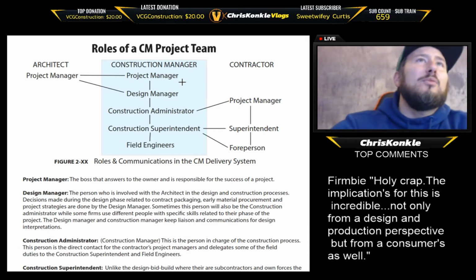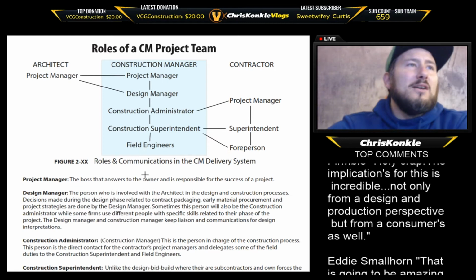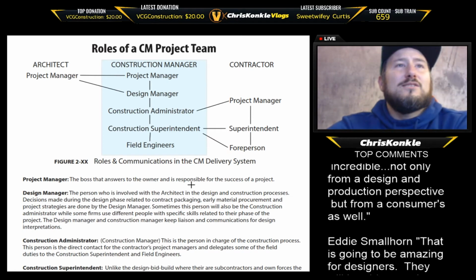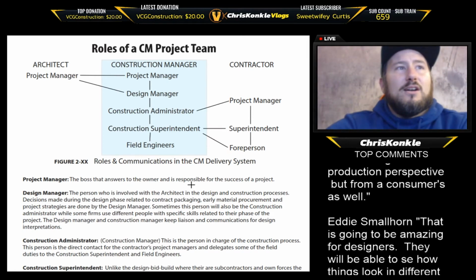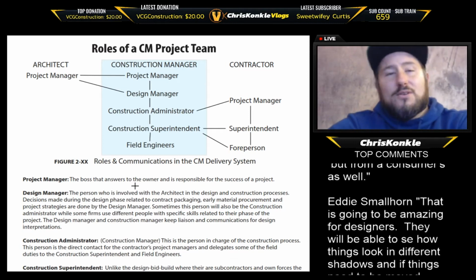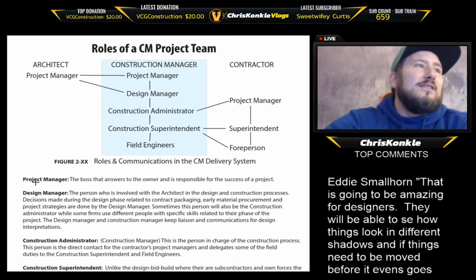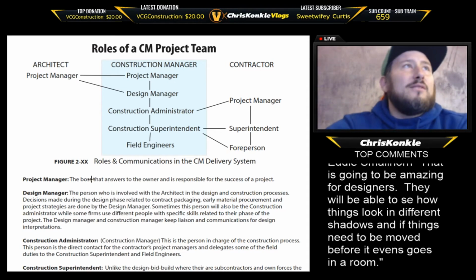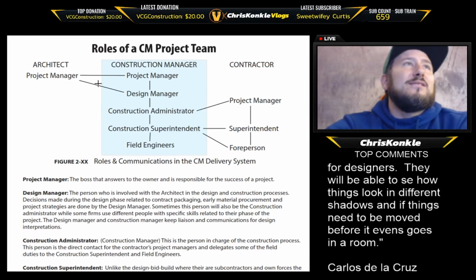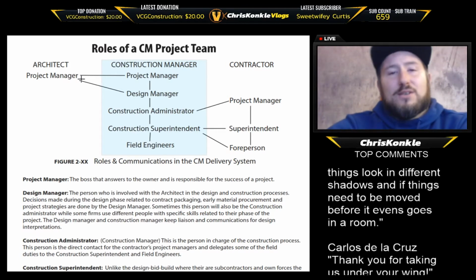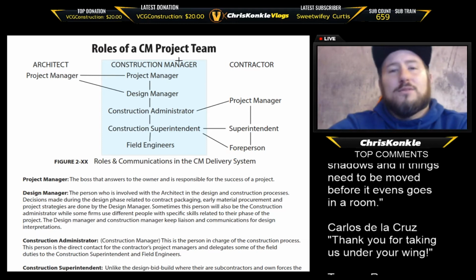Okay, so the project manager is the boss, the one who answers and is responsible for the success of the project. She answers to the owner. This is the boss, the big guy. We know that. This person is always in communication with the architect's project manager and the owner.